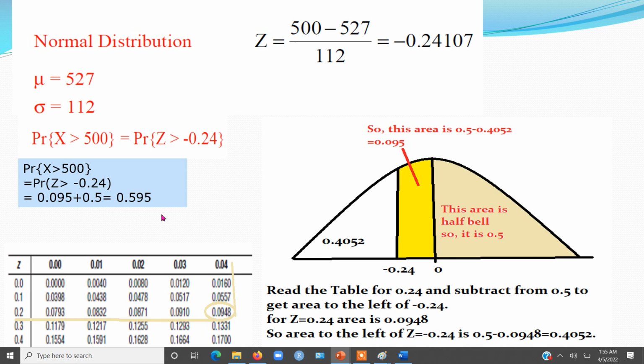So the probability that someone scores greater than 500 marks in the GMAT exam, in this scenario, is roughly equal to 60% if you round it off, or you can report it as it is: 59.5% is the likelihood that someone is going to score greater than 500 marks in the GMAT exam. So this was our first word problem.